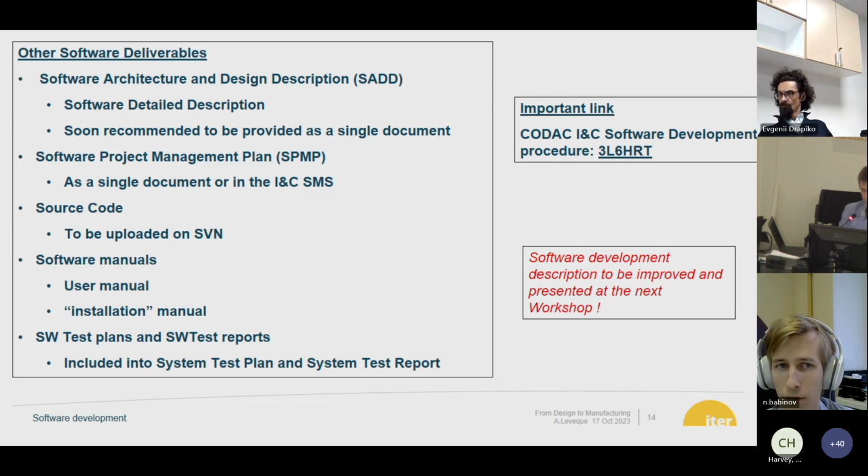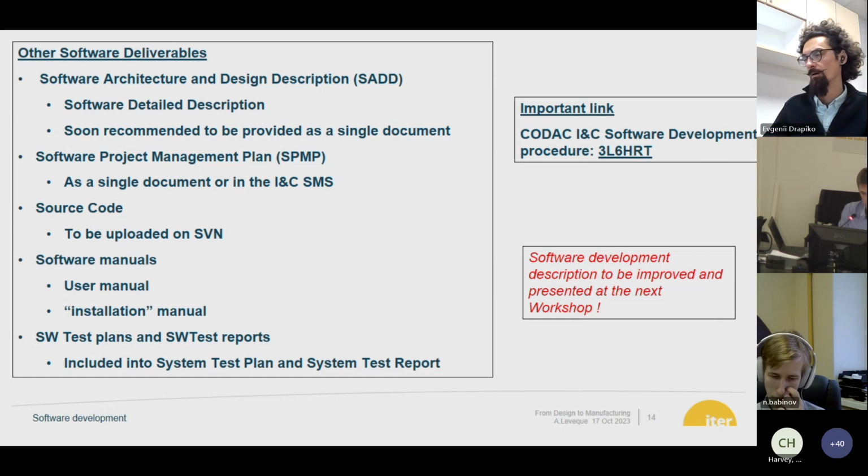All the source code will need to be uploaded on SVN, and we will have a very careful look at the software manuals. What we want to avoid is to have good software validated by a test plan, but nobody in IO is able to use it because first they are not able to install it. So we want to have the two aspects: how to install it in our system, and then how to use it during operation. And the software test plan and test report. It's up to you to decide if you want to have a separate software test plan and report, or to have everything included in the STP.